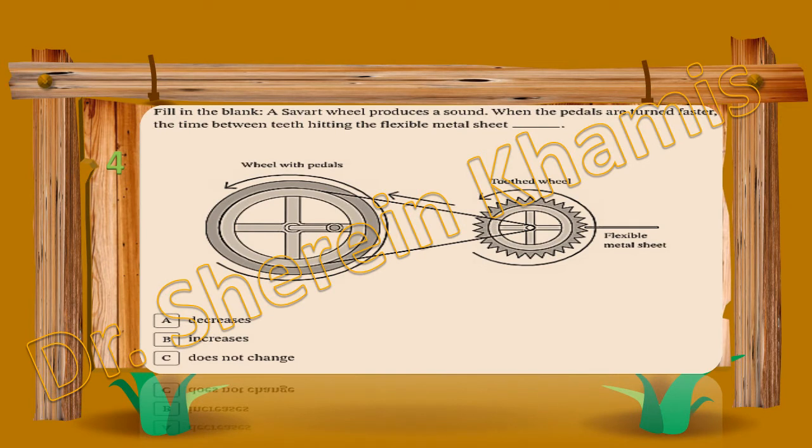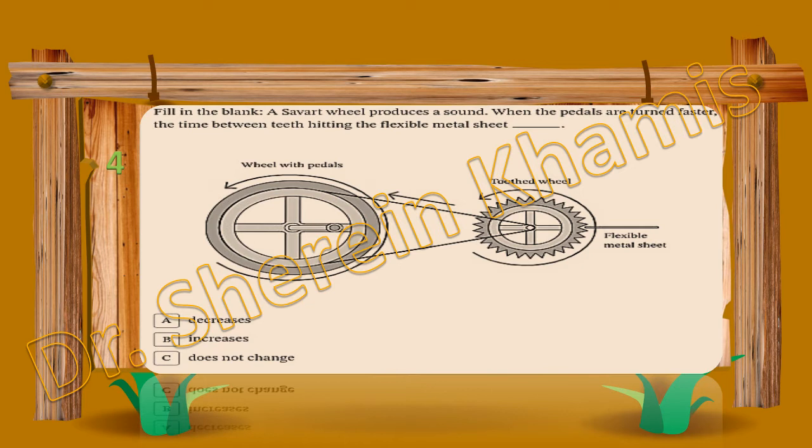Question 4 says: fill in the blank. A Savart wheel will produce a sound when the wheels are turned faster. Okay, we have here pedals. The pedals are turned faster. The time between the teeth hitting the flexible metal sheet. Okay, we wanted to get the time between here. We have here a flexible metal sheet.